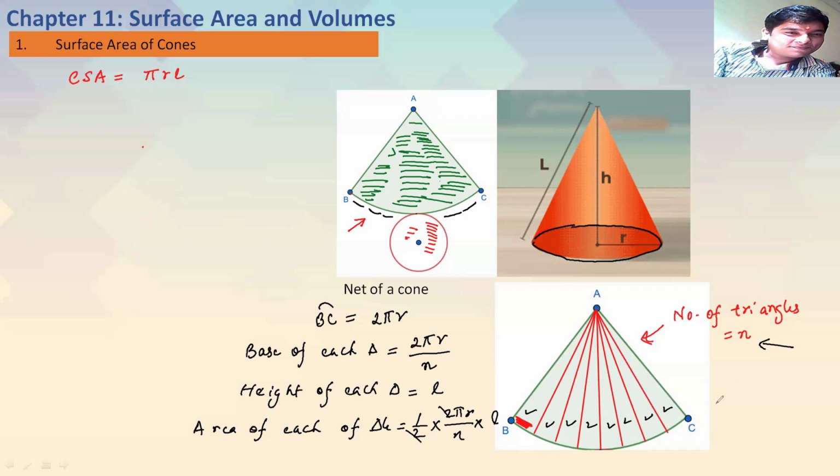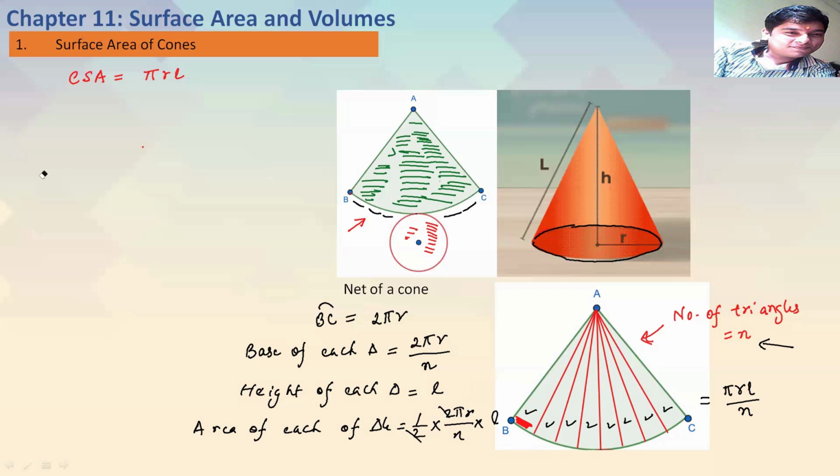What is the area of each triangle? Pi r by n. Pi r L also. Is L not visible to you? There is pi r here and L here, right? Yes, sir. So it's pi r L divided by n.